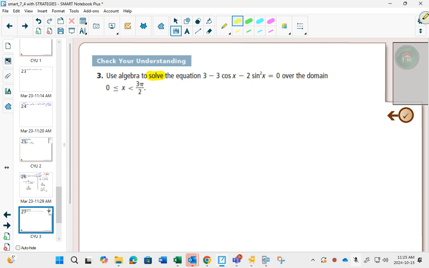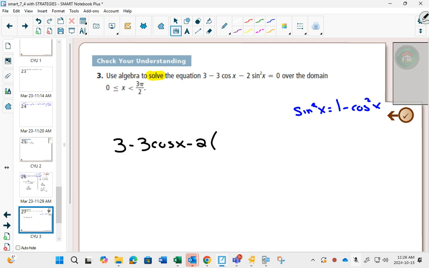However, we can't solve this equation right now because we have sine of x and cos of x in the same equation. So we have to use an identity. We have to use a big idea that we know, that sine squared x is 1 minus cos squared x. And if we have that, then I can rewrite this question. And where the sine squared is, I can replace it with 1 minus cos squared.